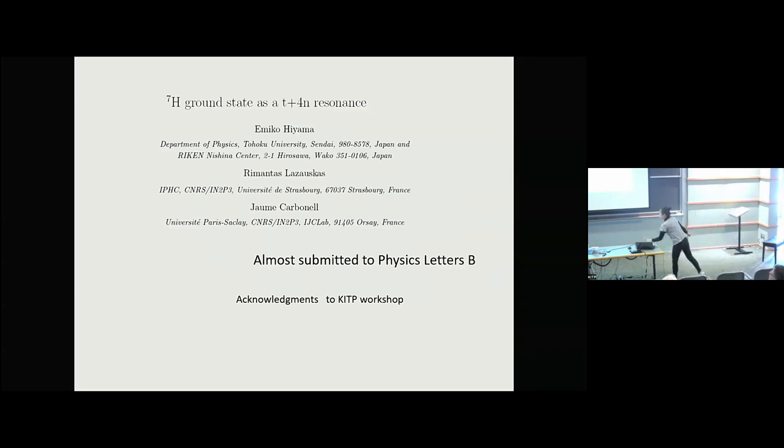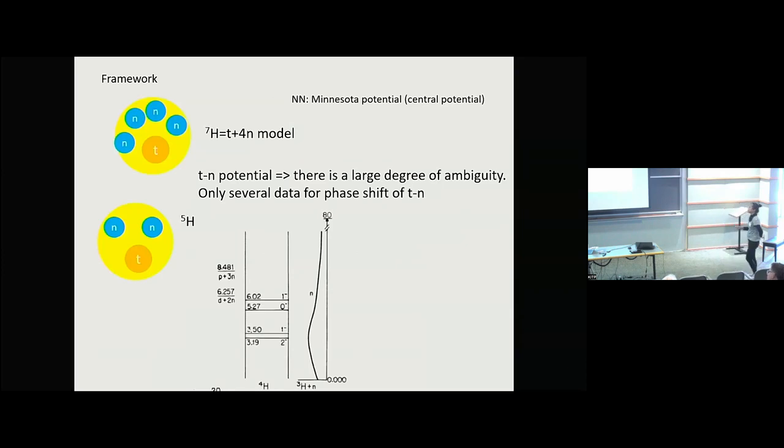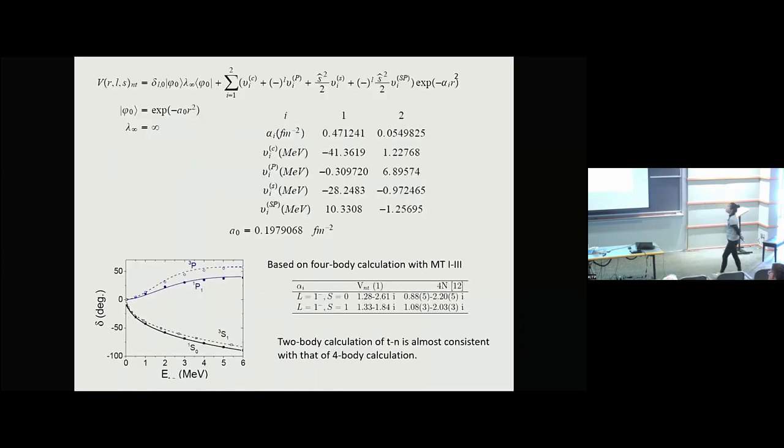Okay. Now this is the framework. For the NN potential, we took the Minnesota potential, which is composed of only a central potential. And we also need the triton-neutron potential. In this case, we took the experimental data. Namely, my collaborator made this kind of potential. For this potential, he calculated the phase shift analysis like this.